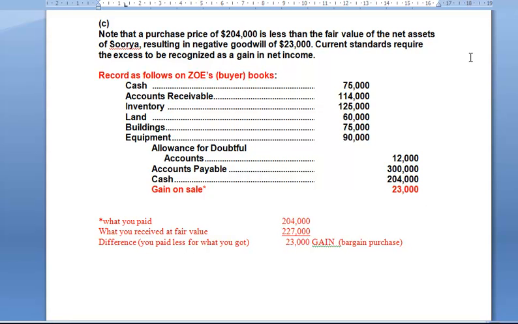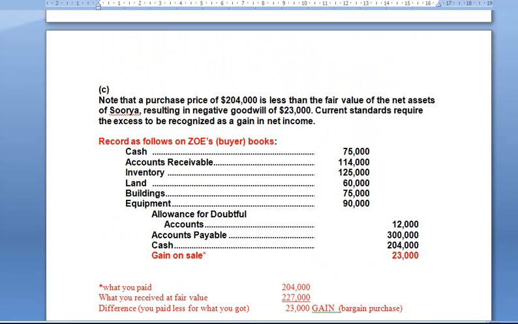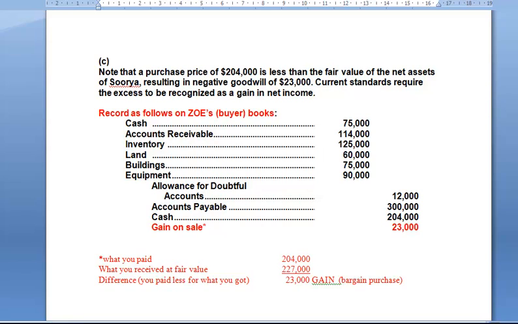Because there's negative goodwill, it doesn't go in as a credit to goodwill. It goes in as a gain on sale. So we just calculated the gain as the difference between what we paid and what we received. All right, so now this concludes our review of this particular question to calculate goodwill and record the entries on the buyer's books, and that little added extra we did, which looked at recording the entry on the seller's books and also looking at the seller's statements the day after the sale took place. So I hope you found this recording useful.